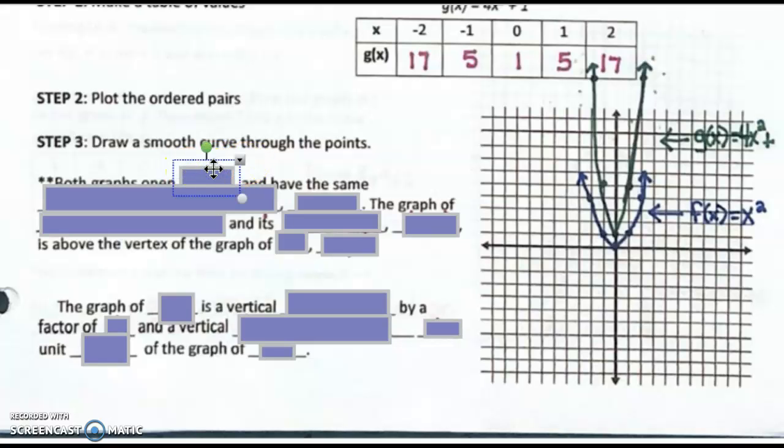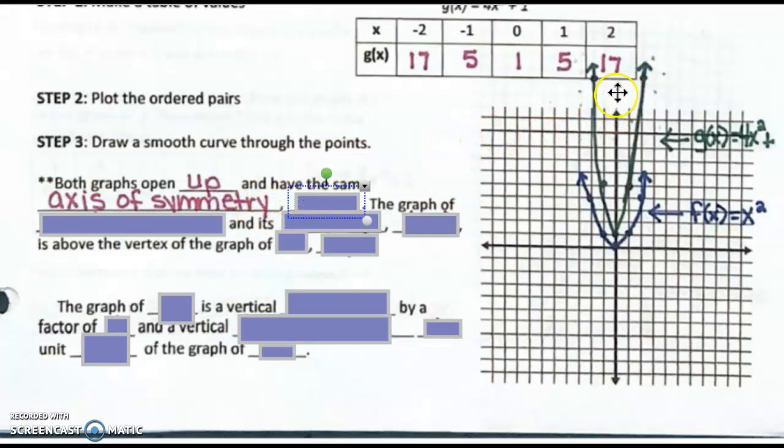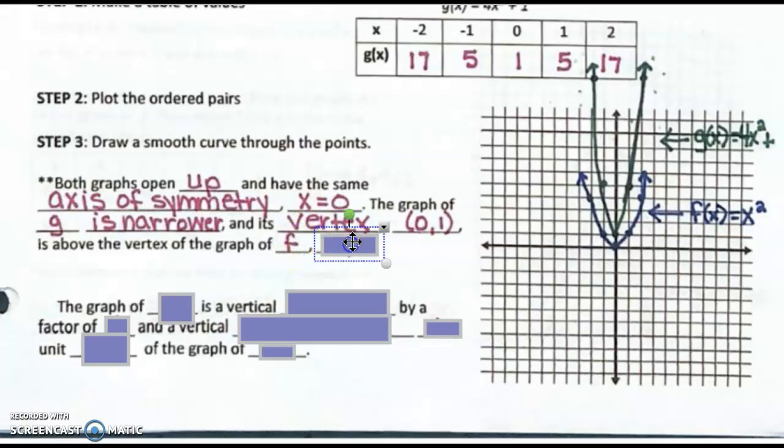Okay, so we can say that both graphs open up and have the same axis of symmetry still. And the axis of symmetry, remember, is what divides them in half. So that's x equals 0. And the graph of g, we can tell that it's narrower, it's skinnier, and its vertex, which is 0, 1 here, is above the vertex of the graph of f, which is still 0, 0.